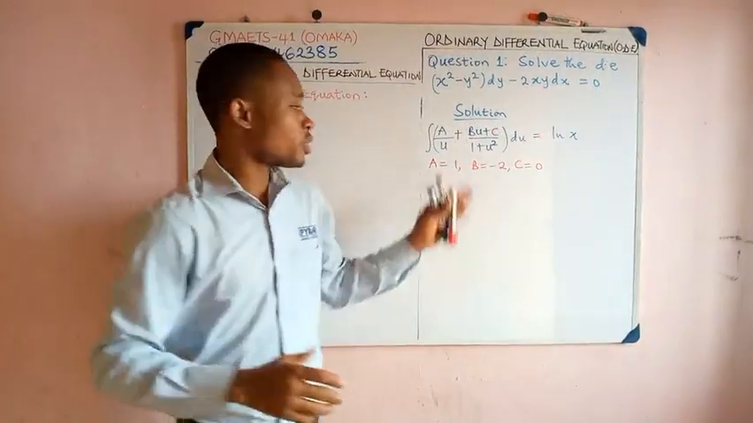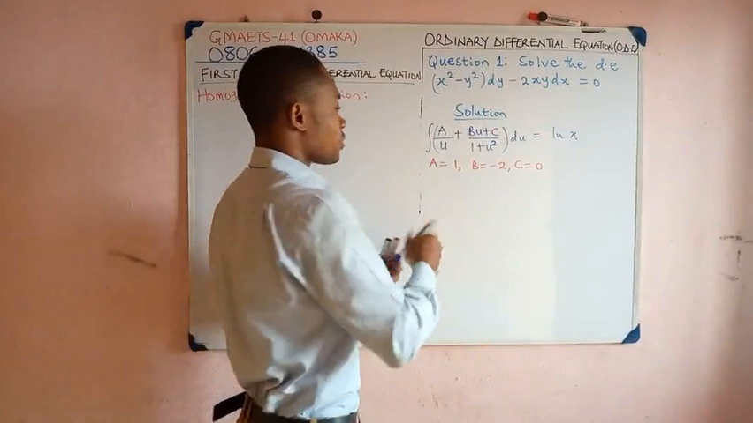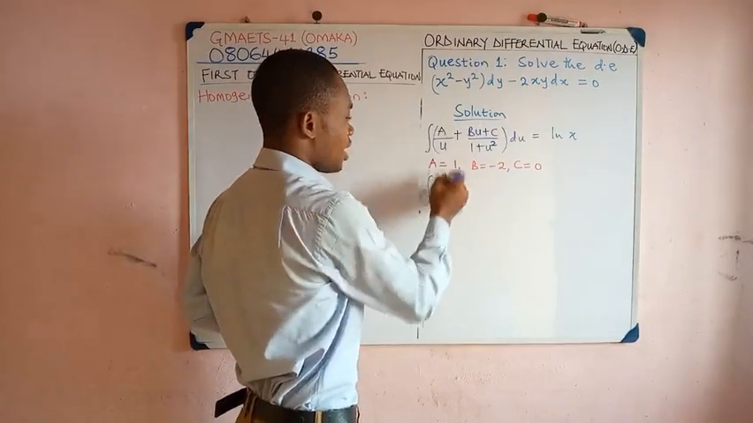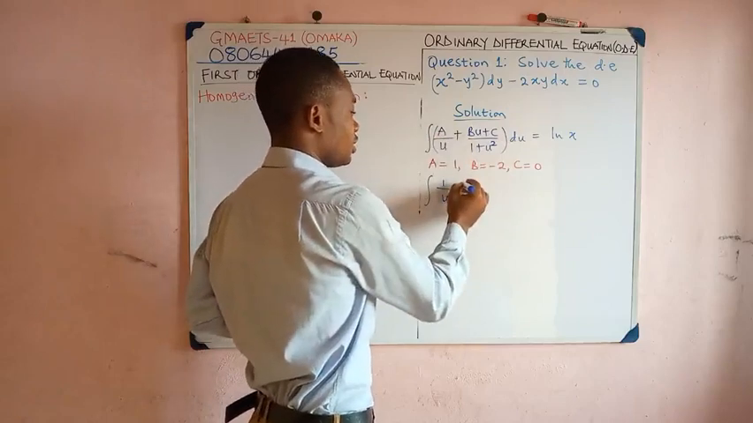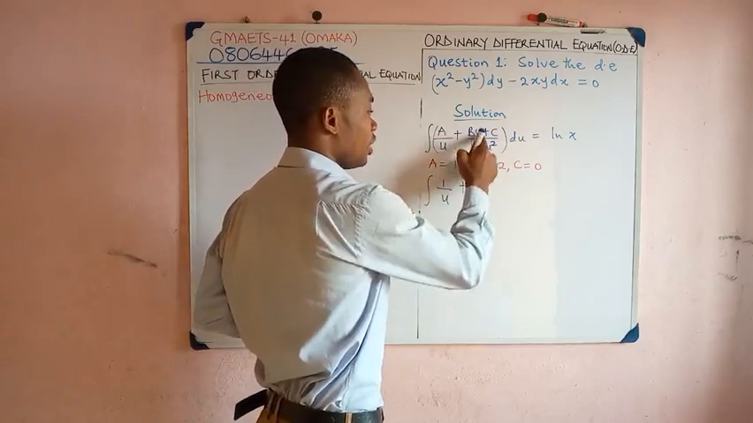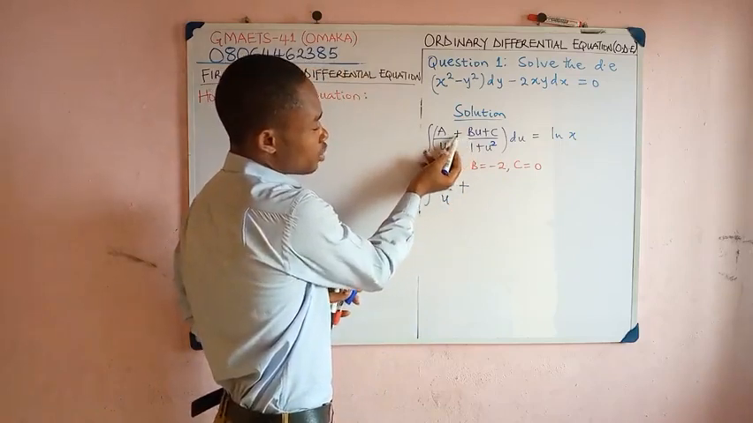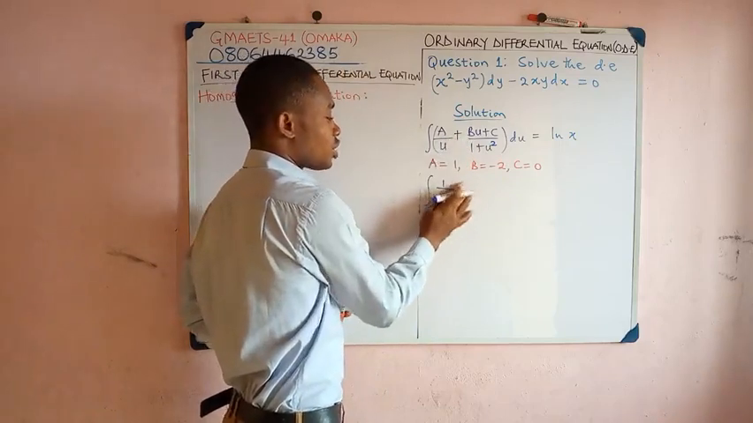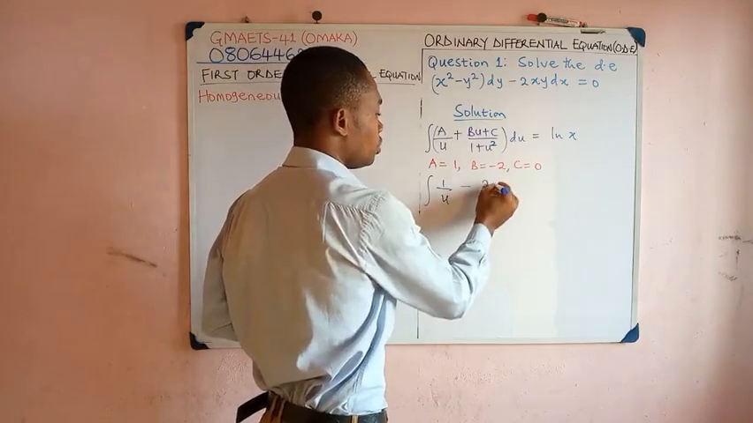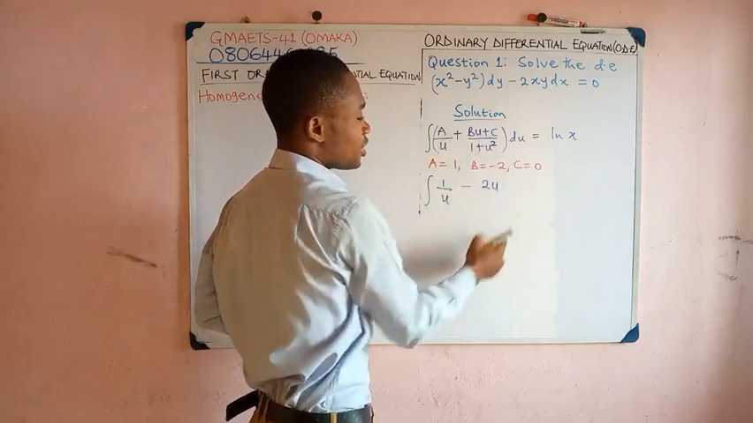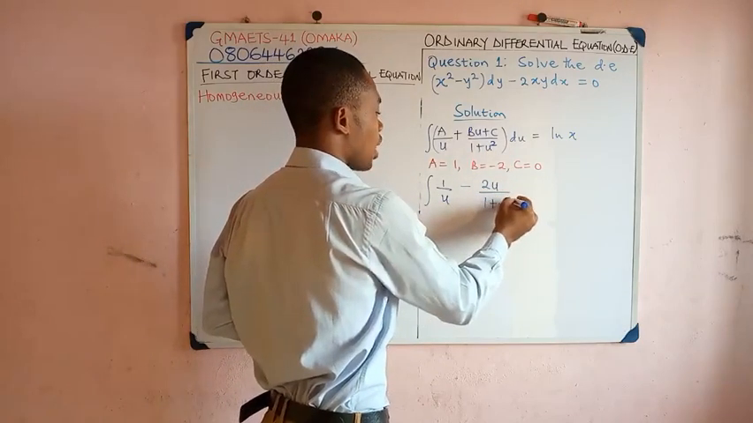Now that we've solved this partial fraction and obtained the value of a, b, c, we can now substitute and then do our integration. A is 1 over u, of course, du, you know that? And then plus b is minus 2. Now watch. If b is minus 2, that minus 2 will change this plus to minus. So let's just put minus 2u. And then c is 0 plus 0, no need of putting that. All over 1 plus u squared.